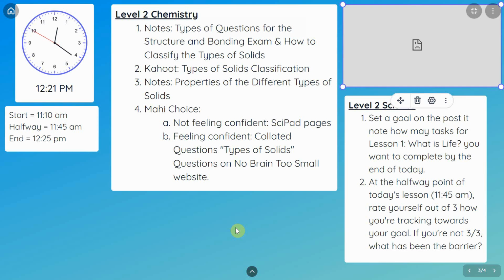But if you are not feeling confident with these types of solid material, I would suggest you do the SciPad pages, and I think I listed the SciPad pages on the Google site. That one is really good. It's scaffolded. If you are feeling confident with this, I would suggest you guys do the No Brain Too Small collated questions because you have enough information to do it. Just skip anything about solubility at this point because I want to go over that in more detail. Alrighty.